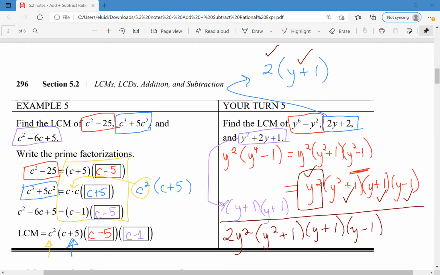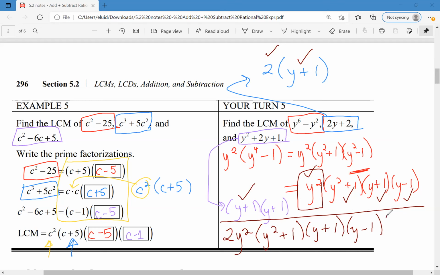Now, finishing up with this third expression, the trinomial that we factored into y plus 1. Notice how there's 2 factors of y plus 1. So we're going to need 2 factors of y plus 1 in our LCM. We only have 1 right now. So that one's taken care of, but we do need that second one. So we can write it a second time, or I could just squeeze in a little exponent and just write squared on the y plus 1. It's up to you, whichever way makes more sense to you.